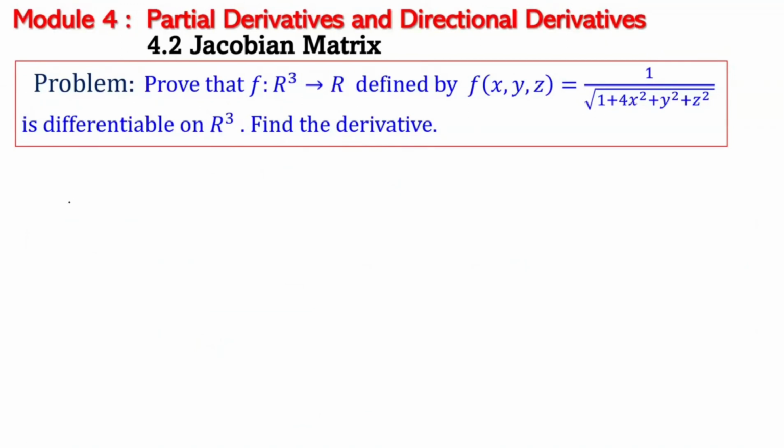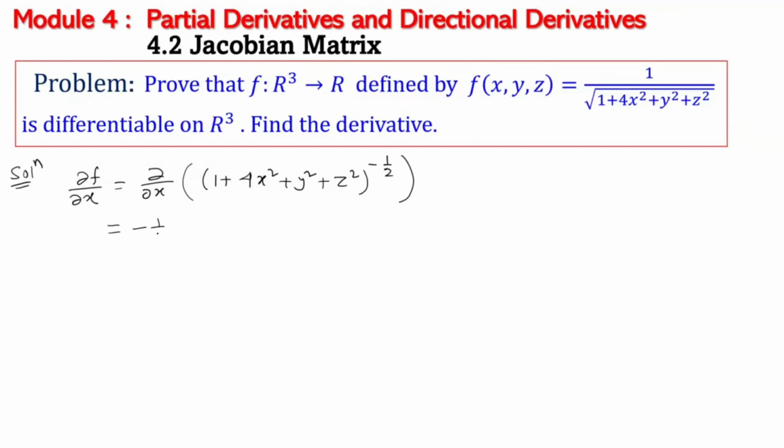So first we'll calculate the partial derivatives of this function. So del f del x is equal to del x of (1 plus 4x squared plus y squared plus z squared) to the power minus half. So by the rules of the partial derivative, we'll get it here.